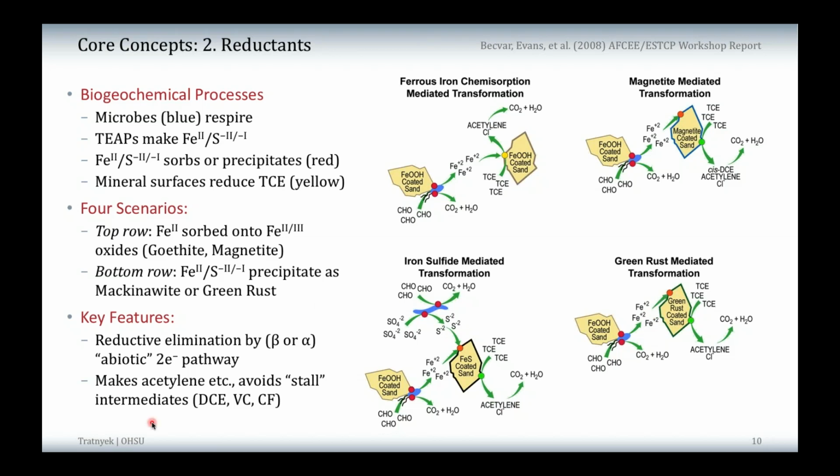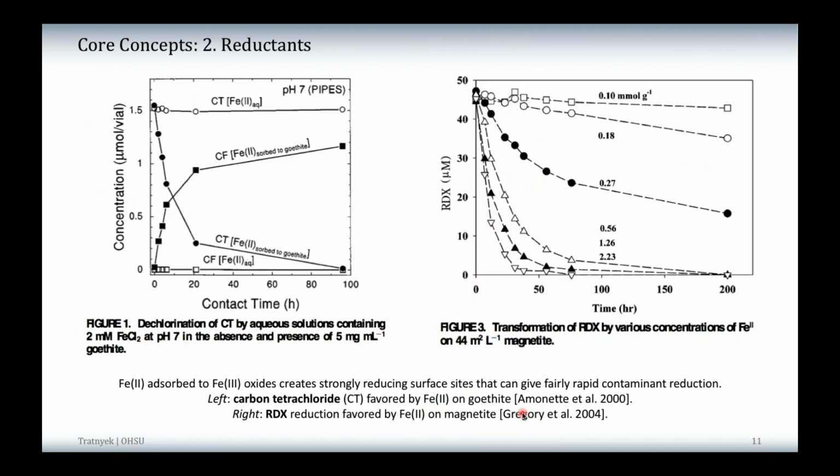The other thing to note here, we'll come back to in just a second, is that the way this diagram is drawn, TCE is always going to acetylene or something, and it's not going to chlorinated intermediates that are the so-called stall products that are problematic. And that's consistent with the idea that this is an abiotic pathway.